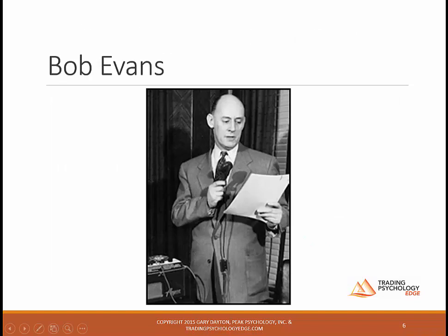So, okay, let's keep that basic model of the four phases, the four cycles there: accumulation, markup, distribution, markdown. Keep that in the back of your mind all the time. Kind of gives you a sense of what might be happening next.